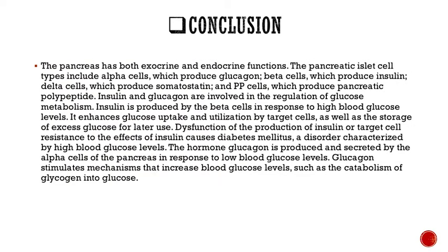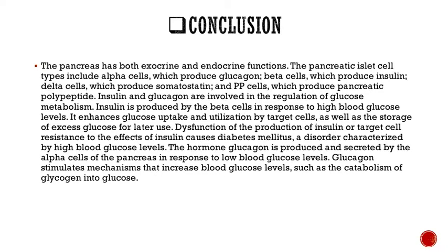In conclusion, the pancreas has both exocrine and endocrine functions. The pancreatic islet cell types include alpha cells, which produce glucagon; beta cells, which produce insulin; delta cells, which produce somatostatin; and PP cells, which produce pancreatic polypeptide. Insulin and glucagon are involved in the regulation of glucose metabolism. Insulin is produced by beta cells in response to high blood glucose levels. It enhances glucose uptake and utilization by target cells, as well as the storage of excess glucose for later use.